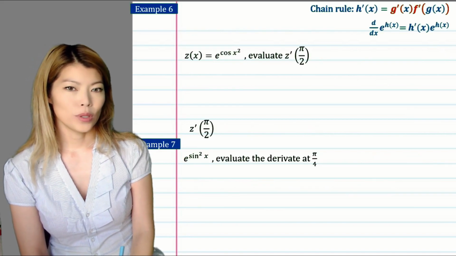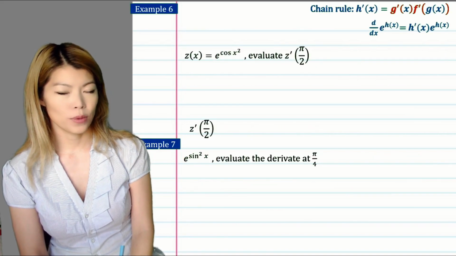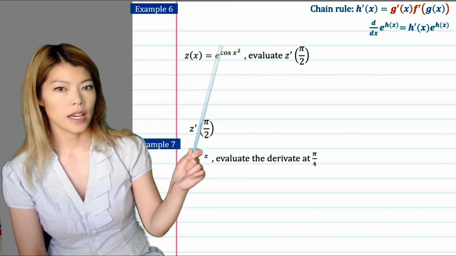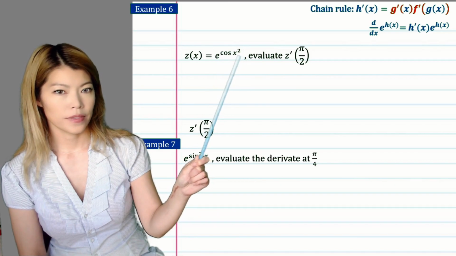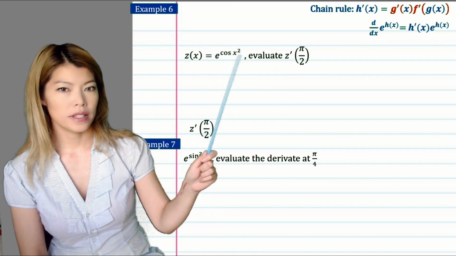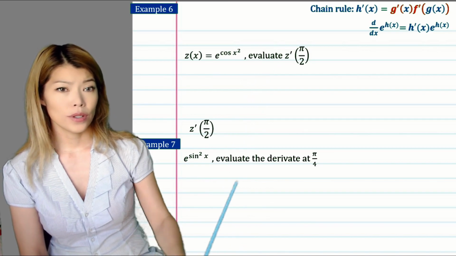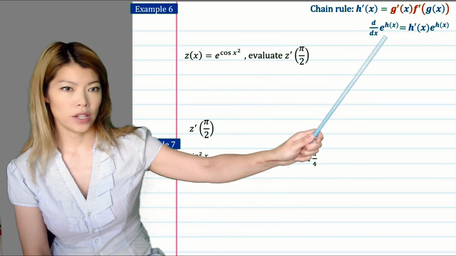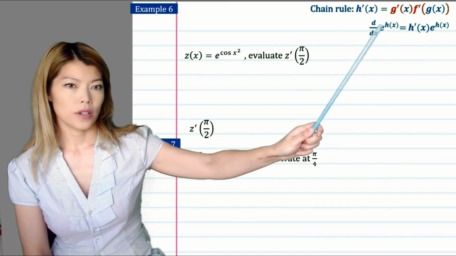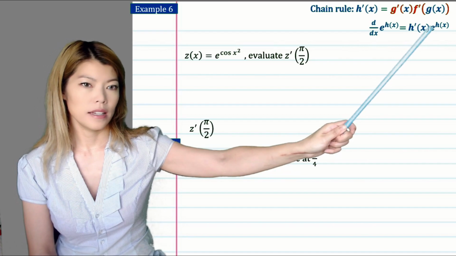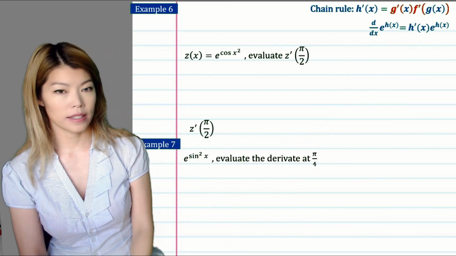Again, slightly more difficult examples. Now we have exponentials. So what happens if we have z of x equals e to the cos x squared? And now we're looking for the derivative of all of that at pi over 2. Now recall that the derivative of e to the h of x is the derivative of h of x, and then just copy out e to the h of x again.